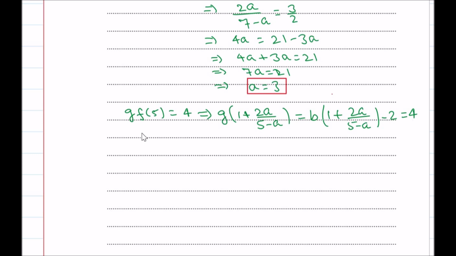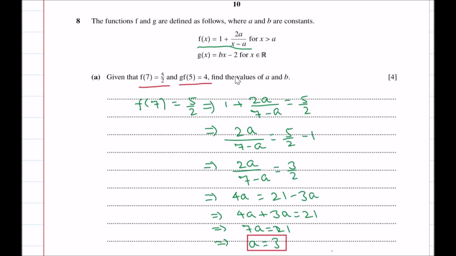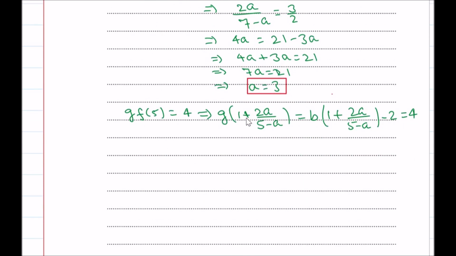I hope this is clear to you. This is a little lengthy. Now G(F5) equal to 4. So let us find F5. So F5, if you find from here, look at this. F5, we get (1 plus 2a) by (5 minus a). And that is why we have kept it here. You can check. (1 plus 2a) by (5 minus a).